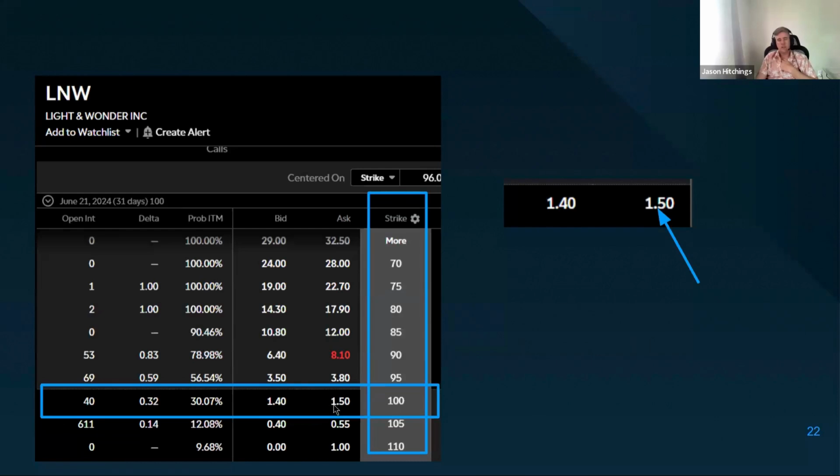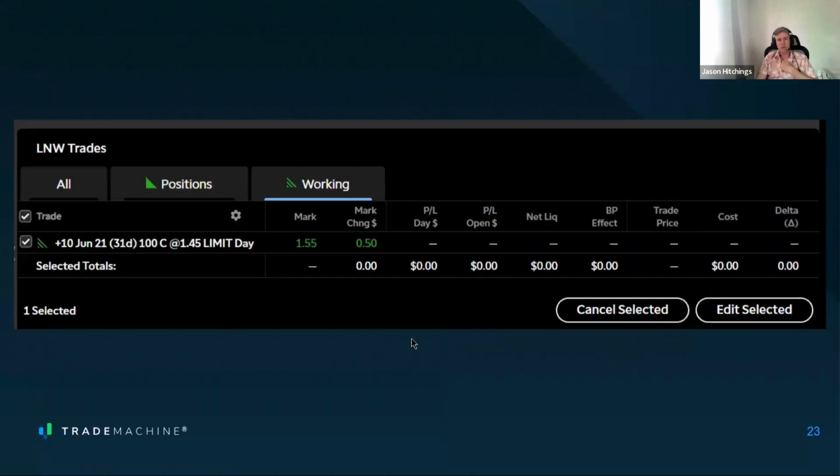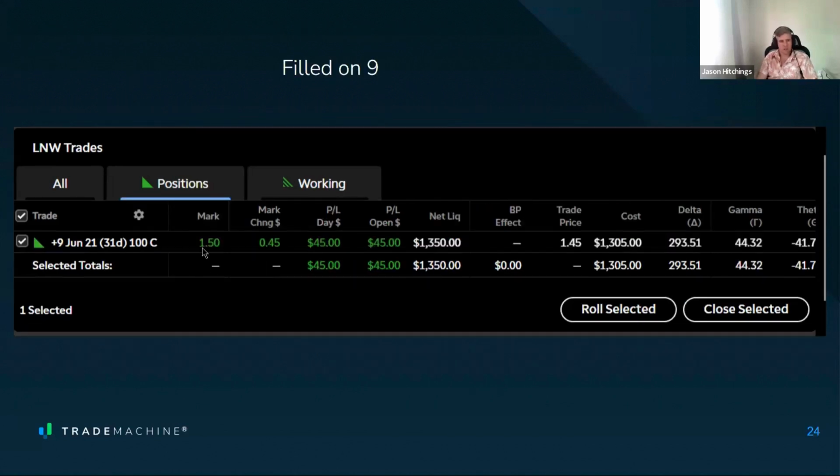In the web version, if you just click the offer, it will populate an order ticket for me. So I click the offer and change the price. The market was 140 at 150. I'm trying to buy, so I put my bid in at 145, hoping to get filled at the midpoint.